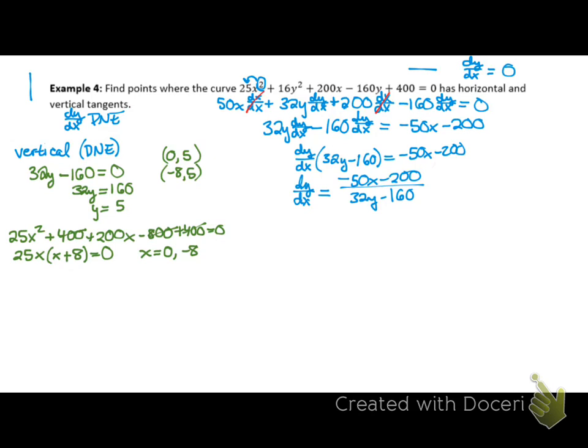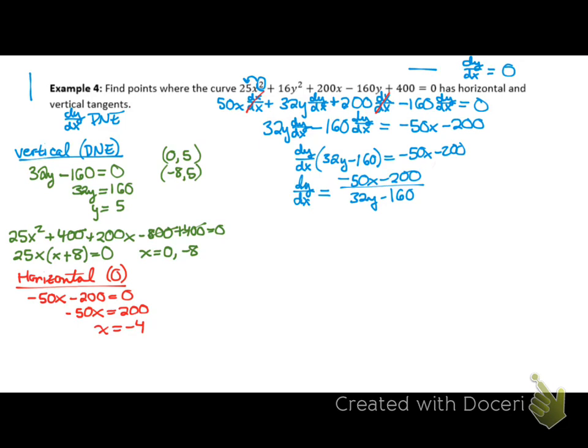Because that's only finding where it has vertical tangent lines. Now we have to find out where it has a horizontal tangent line. So let's do that. So horizontal, which means that it equals 0, right? That's what we're going to find now. And to do that, we have to set our numerator equal to 0. So we end up with negative 50x minus 200 equals 0, which means that negative 50x equals positive 200, and x equals negative 4. So that means with the points that we end up with, the x values for both of them are going to be negative 4.